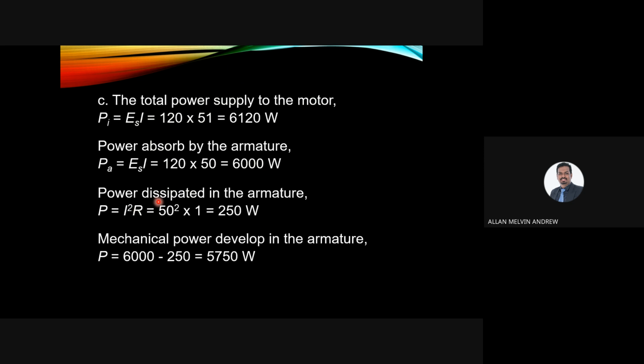The power dissipated in the armature, P equals I square R. So 50 square times 0.1 is 250 watt. And the mechanical power developed in the armature is 6000 minus 250, because this is dissipated from the system. So the mechanical power which is fully utilized is 5750.